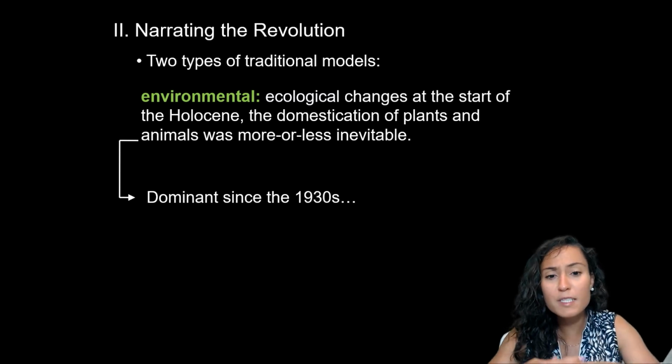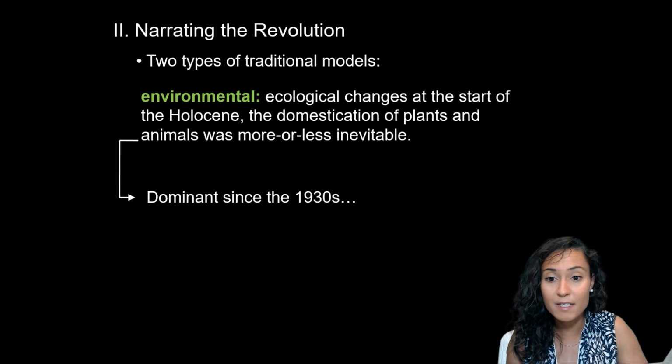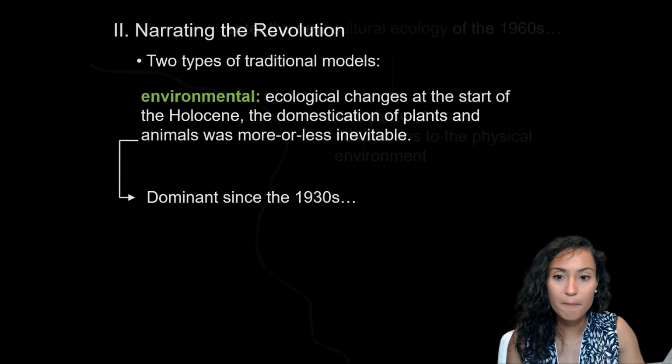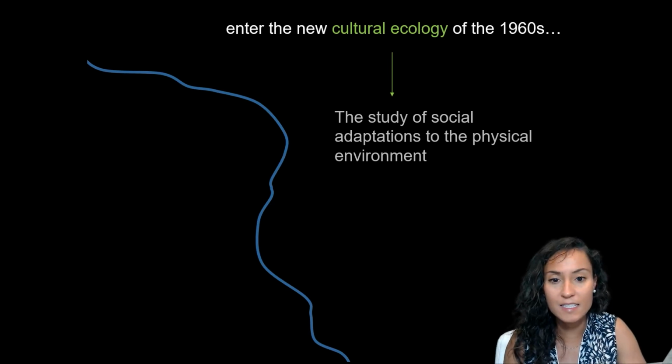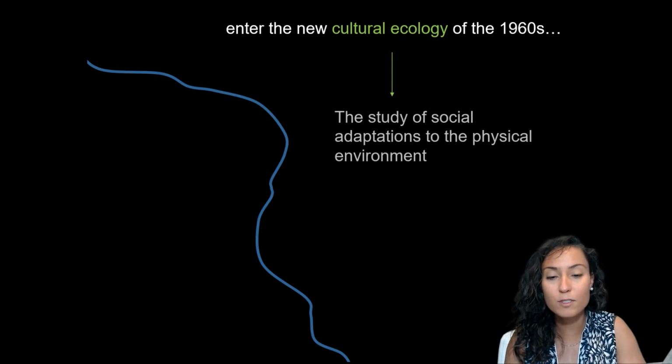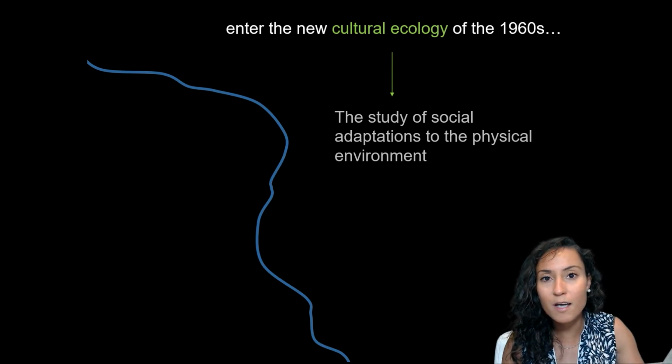Environmental models have really dominated archaeological explanations for the development of agriculture since the 1930s. But they hit their heyday in the 1960s, where we see a particular understanding about how humans adapted to their social and physical environments emerge within archaeological scholarship. This particular approach is called cultural ecology.